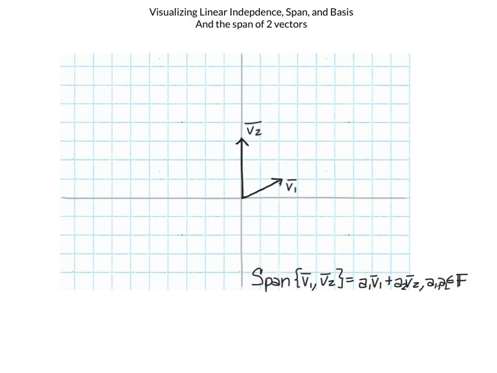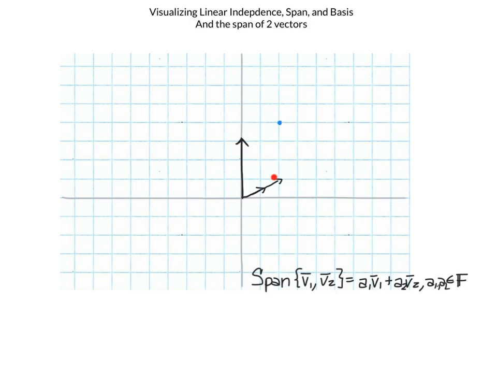Before I continue, I should say that the span of v1, v2 are all linear combinations of v1 and v2. That is, all vectors of the form a1 times v1 plus a2 times v2, where a1 and a2 are simply scalars. So far what we've had is v1 plus v2, so a1 and a2 are equal to 1. And when we add them together, we got this one blue point here.